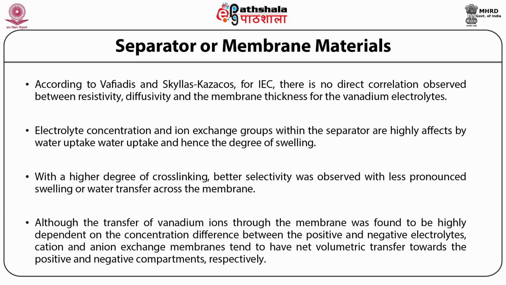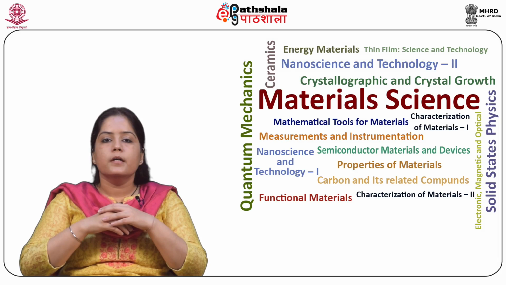Although the transfer of vanadium ions through the membrane was found to be highly dependent on the concentration difference between the positive and the negative electrolytes, cation and anion exchange membranes tend to have net volumetric transfer towards the positive and the negative compartments, respectively.